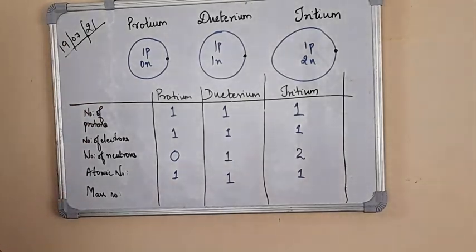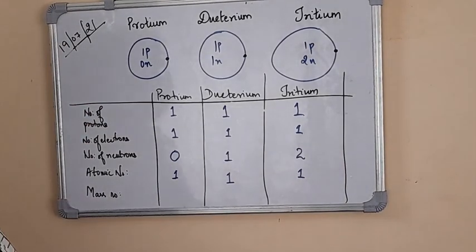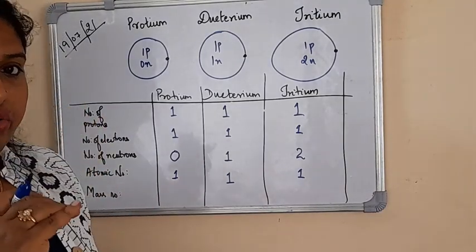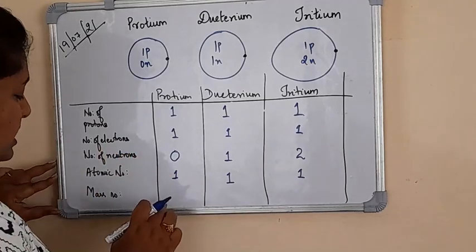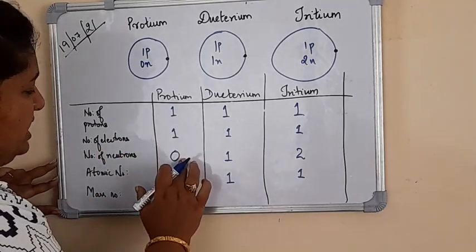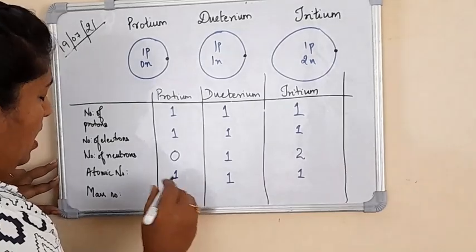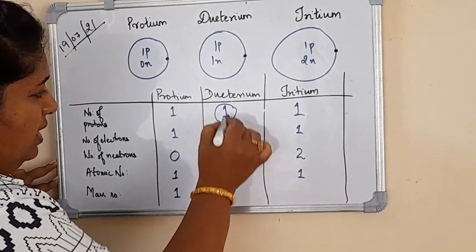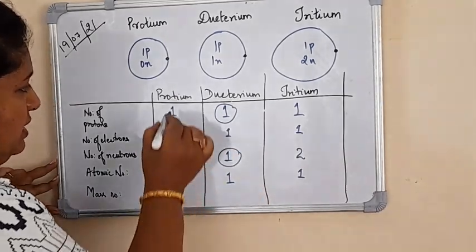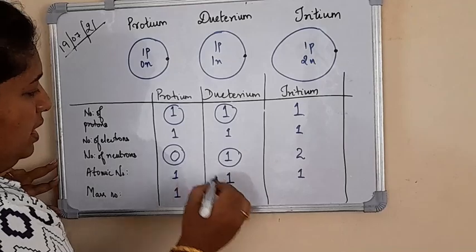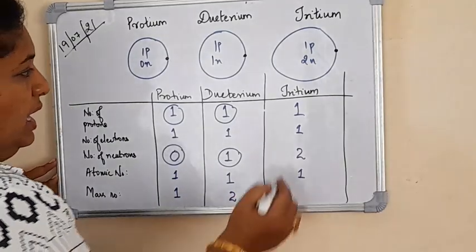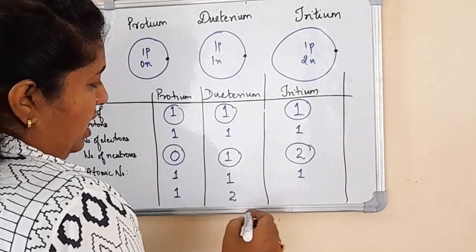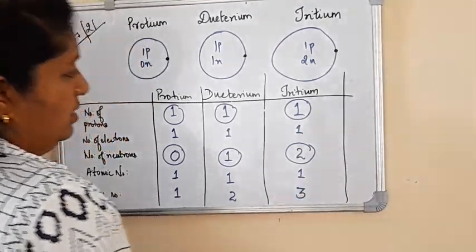Now what about the mass number? What did you study about mass number? Mass number is the total number of protons and neutrons, isn't it? Okay. So mass number: 1 plus 0, 1. Next one, deuterium: 1 plus 1, the number of protons plus the number of neutrons, it is 2. In tritium, the number of protons is 1, number of neutrons is 2, so the mass number is 3.